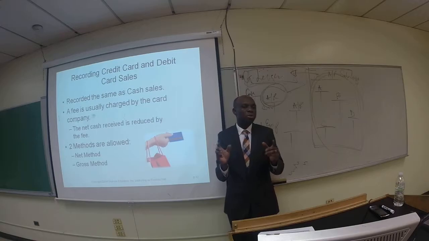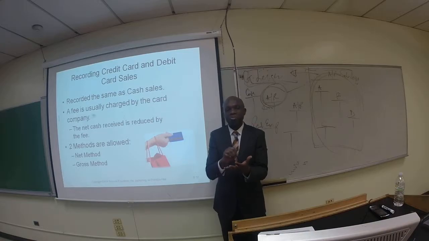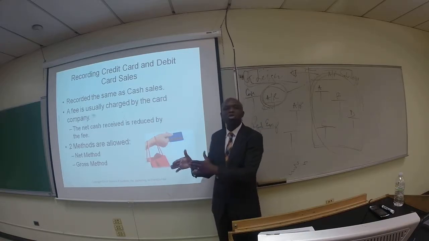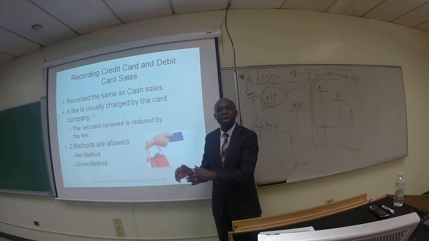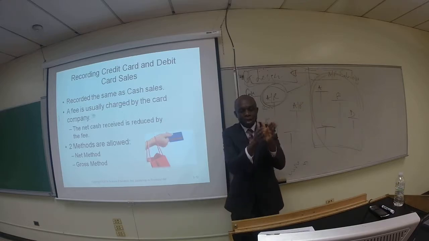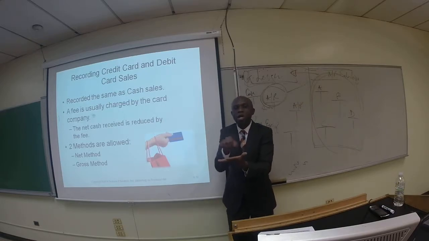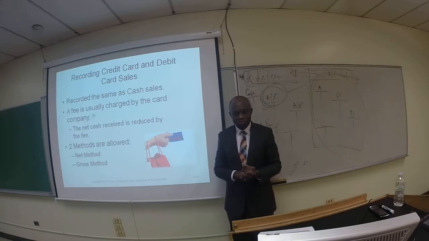Now, I want you to be aware of the fact that we are talking about whose books and records here? It is the retailer's books and records. So we are assuming that we are a retailer. We are not talking about the books and records of the customer, and we are not talking about the books and records of the Visa company, but the retailer. So how would the retailer record credit card or debit card sales?